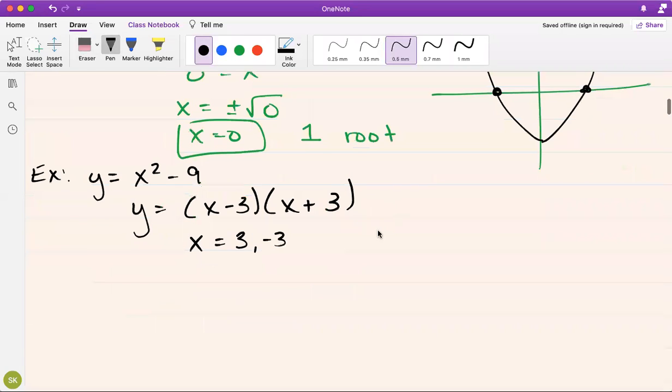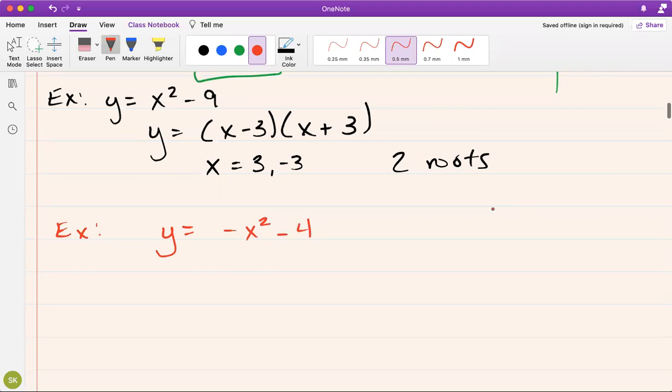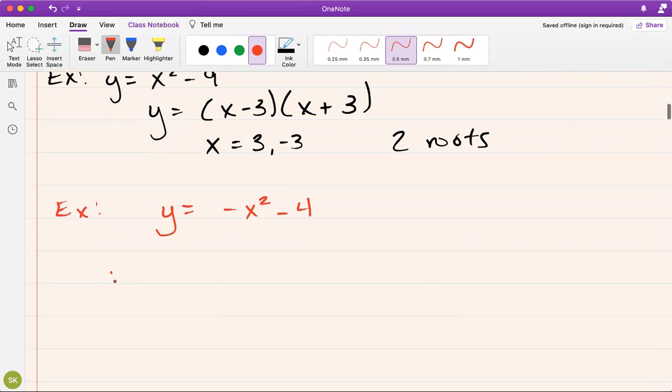Now, if I gave you something like, let's put this one in red, y is equal to negative x squared minus 4. You could try to factor out this negative. Set it equal to 0, and you can divide by that negative, and you get x squared plus 4. And this is not factorable.